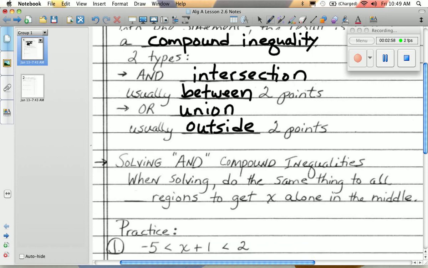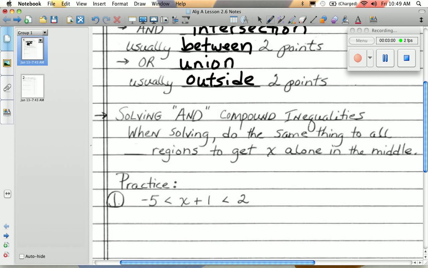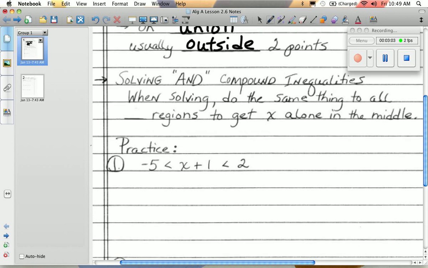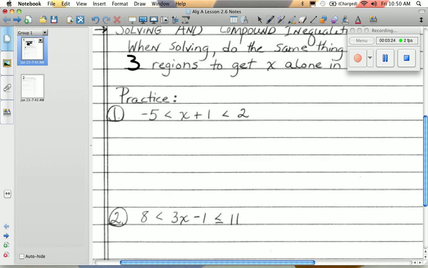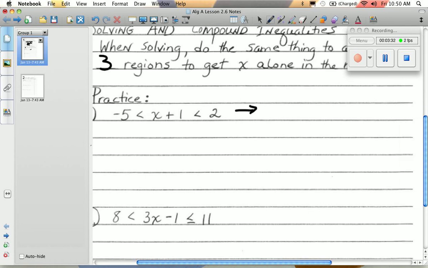So remember there's two types, the and and the or. Let's start with the and ones. Solving and compound inequalities, we do the same thing to all three regions to get x alone. I'll show you what I mean. There's three regions in an and compound inequality. Number one is an example of an and situation. Here's how this one could actually be rewritten. I want you to show that we can rewrite this as x plus 1 in the middle.